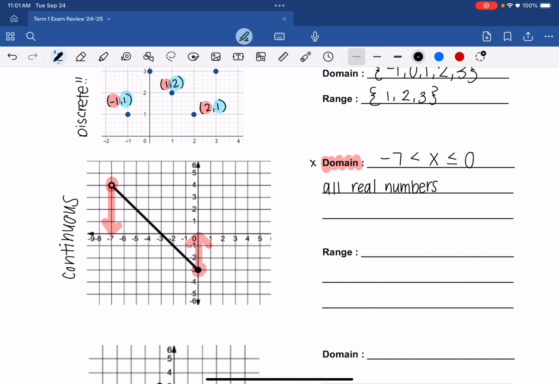But you need to make sure you're using it in the perspective of the variable. So it's all real numbers, and then the first number we're going to say is always the least number, the smallest number. Just like when you write it, it's always smallest to greatest. So x, and this sign is opening to the x, so that's a greater than sign to the x, -7. So we're going to say all real numbers greater than -7.